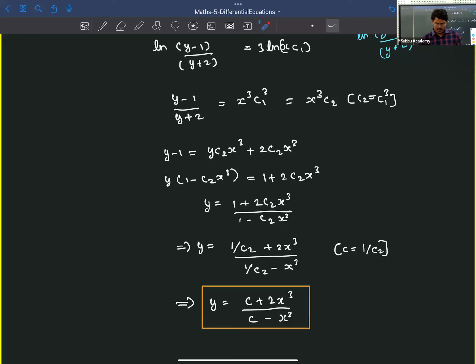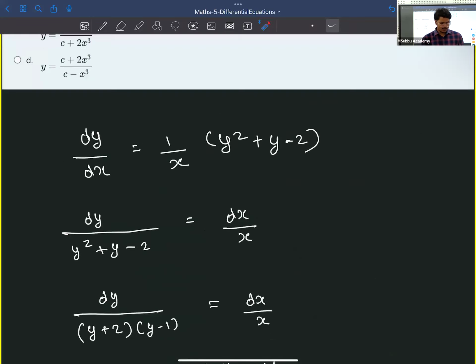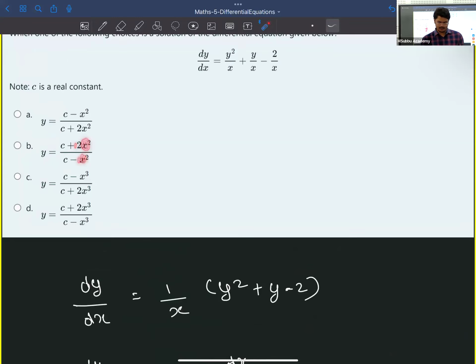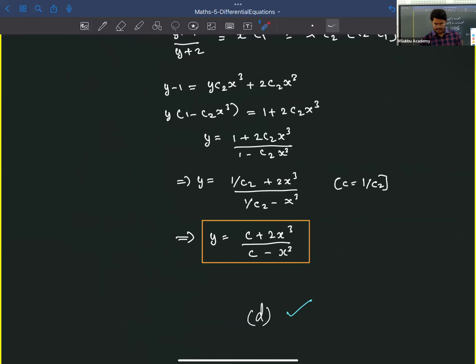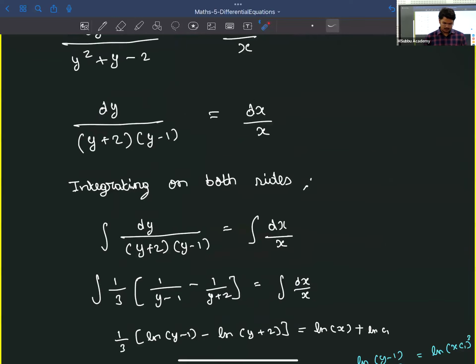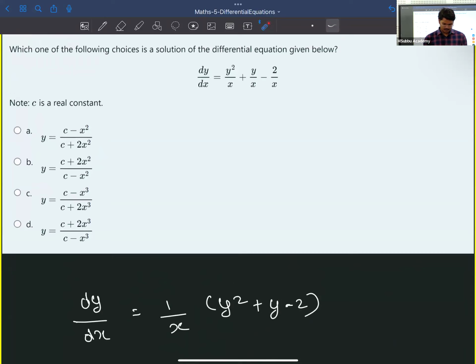Now take c2 common. Why? Because the coefficient terms don't contain c here. So directly take c2 common. When you take c2 common, we get 1 by c2, 1 by c2. So take 1 by c2 as one more constant, capital C. So y is equal to (c plus 2x cube) by (c minus x cube). So c plus 2x cube, this will be an option.